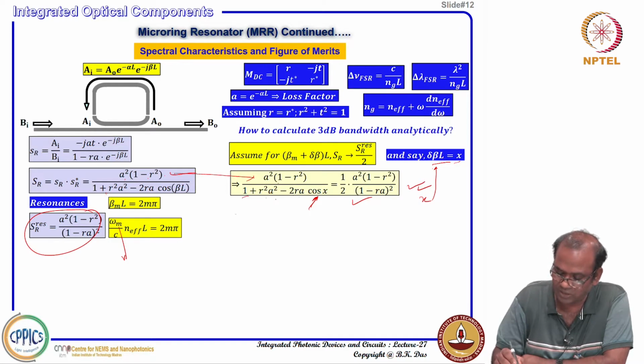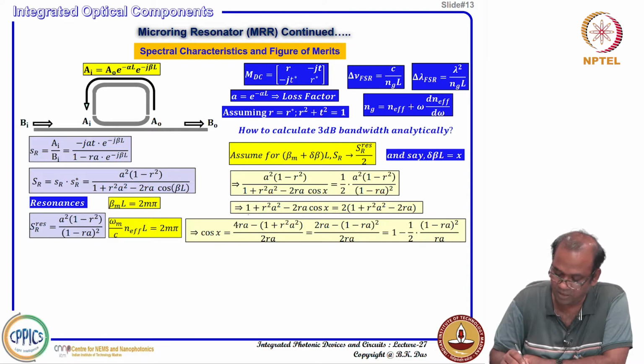If you carefully see, the numerator is the same on both sides. So we can compare the denominators: 1 plus r square a square minus 2 r a cos x, and this is 2 times 1 minus r a whole square, which can be expanded as a minus b whole square, that is a square plus b square minus 2 a b, as we have written, right?